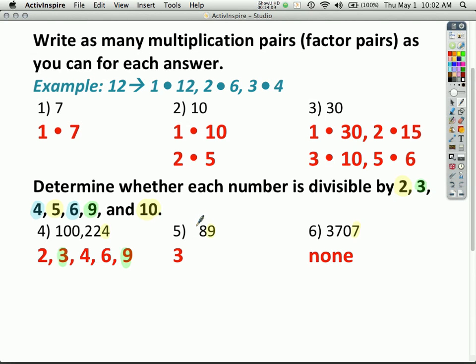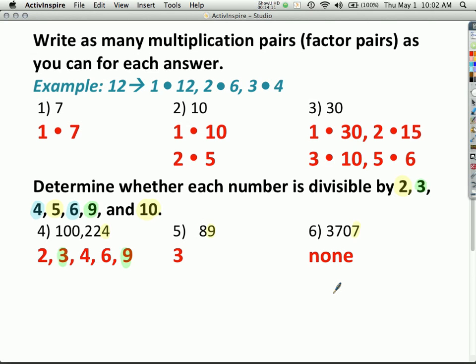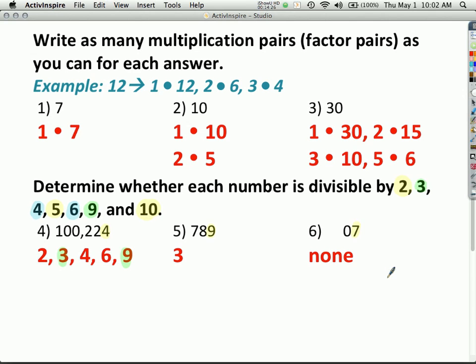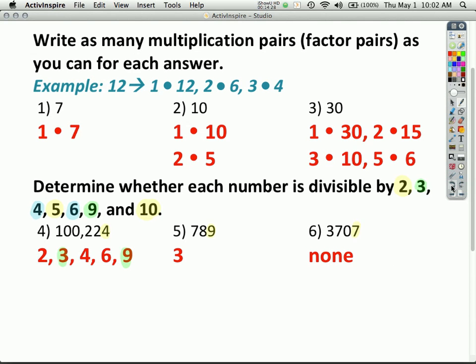Is 89 divisible by 4? It's a hard one to tell, but I know 80 is divisible by 4. It just seems like it wouldn't be divisible, so I would say no. And in this one, is 07 divisible by 4? Clearly not. So that's the rule for 4.